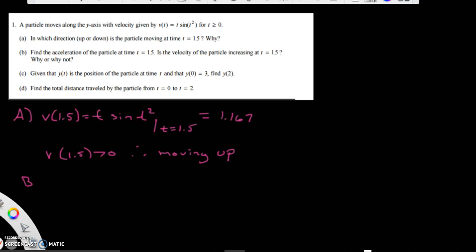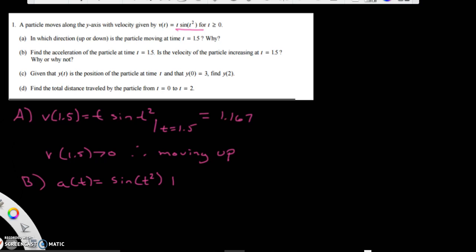Okay, part B. Find the acceleration of the particle at time t equals 1.5. Is the velocity of the particle increasing at t equals 1.5? Why or why not? Also a pretty straightforward question. You're going to do a of t, and the derivative of this is going to be a product rule. So the derivative of t is 1, so you're going to get sine t squared.